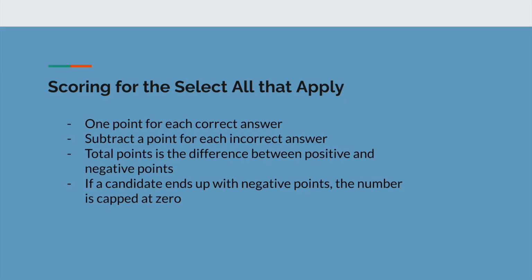So scoring for the select all that apply, and you might already be having these types of questions in your nursing class, which is nice, you'll get 1 point for each correct answer, subtract a point for each incorrect answer, and the total points is the difference between your positive and your negative points. So you can kind of add up to see what you got on that last question. If you were to end up with negative points, which could happen, you select more incorrect answers than correct, the number is just capped at 0. You don't get a -2, -3, it's just capped right at 0.